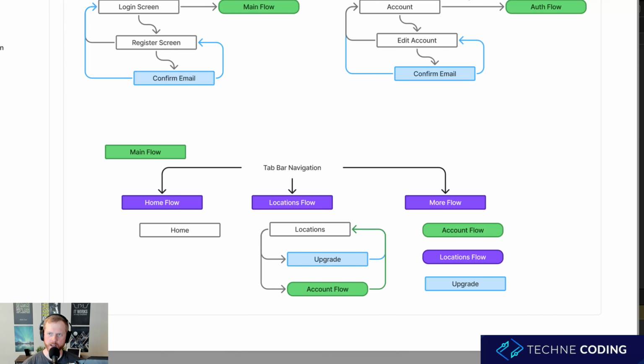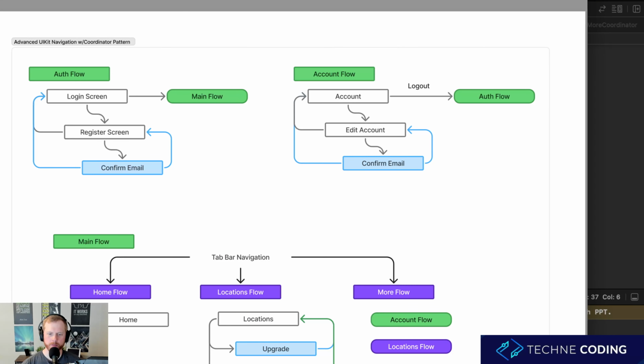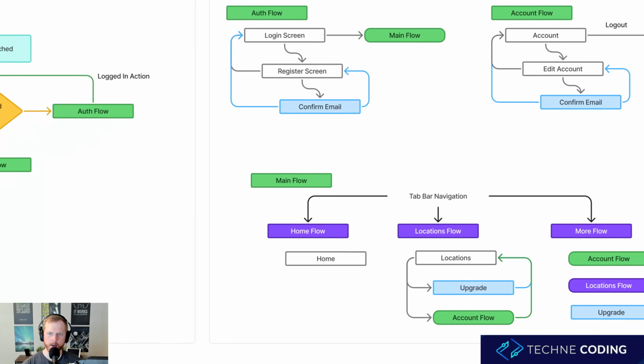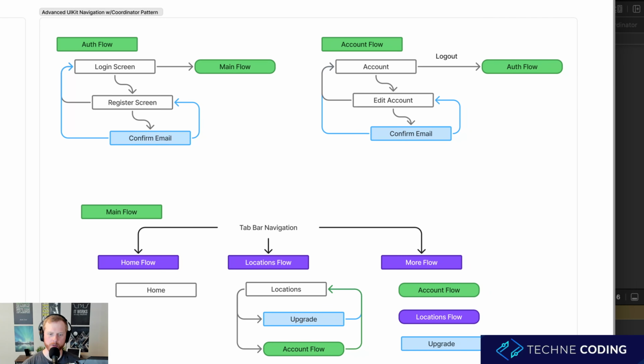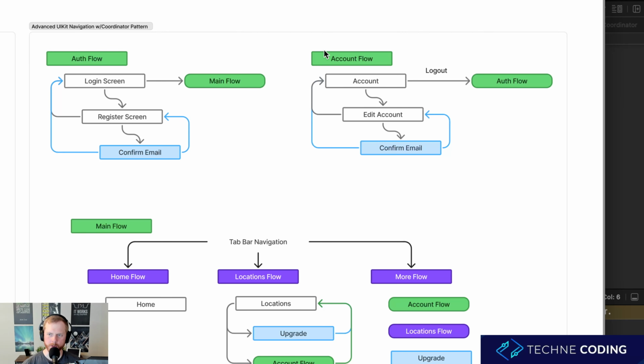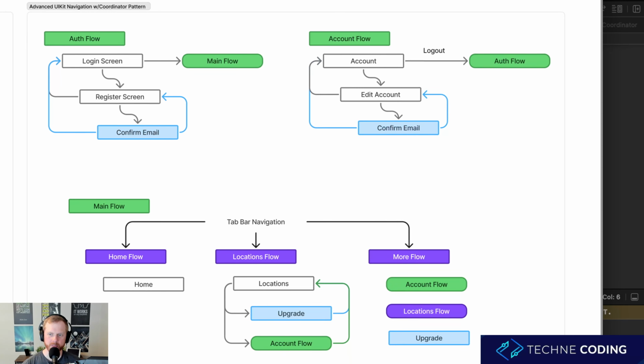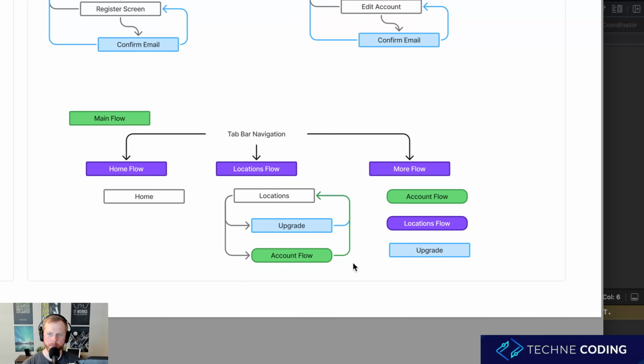Might be a little bit easier to actually show you this. So we've got most things done already, but what we're going to be doing is we're going to finish this account flow. So we've got this account screen. We need to create the edit account screen, then the confirm email screen. After that, we can finish up the locations flow, hook up our account flow into the locations flow, and then create the upgrade screen and then add everything back to our more flow.